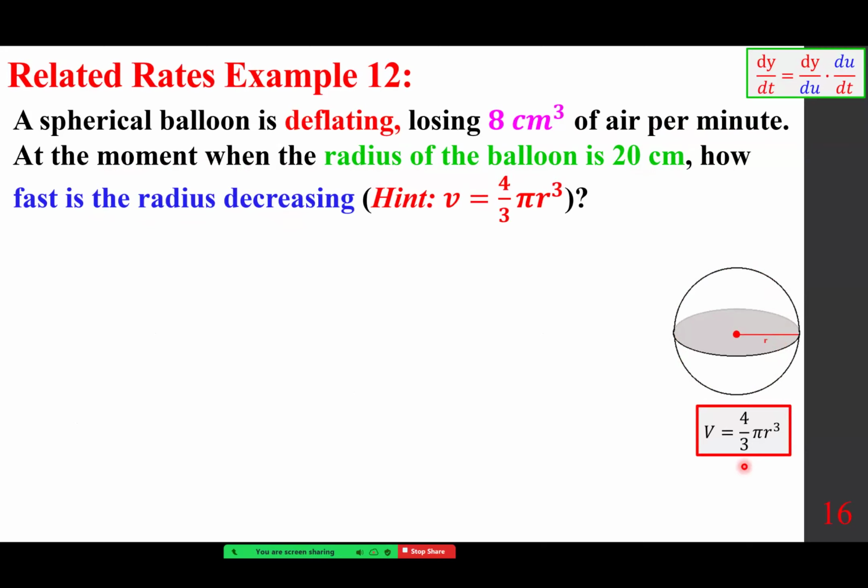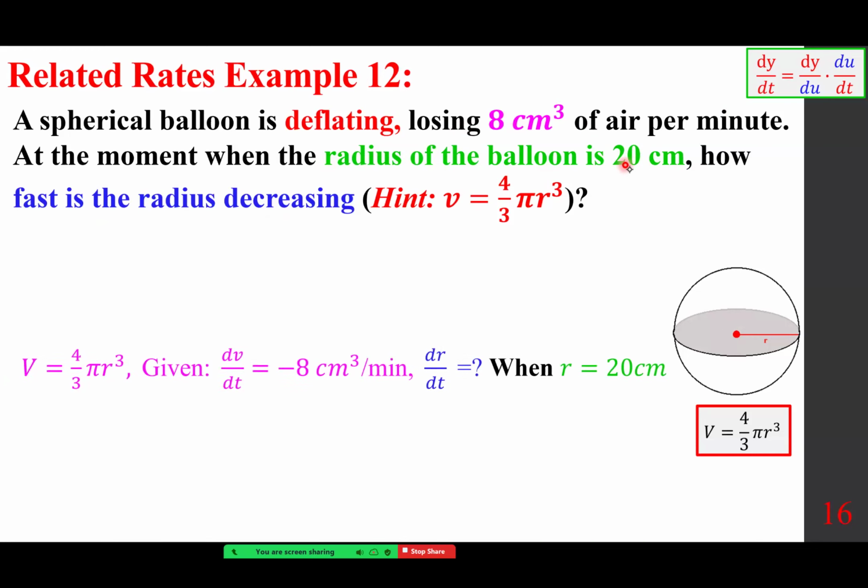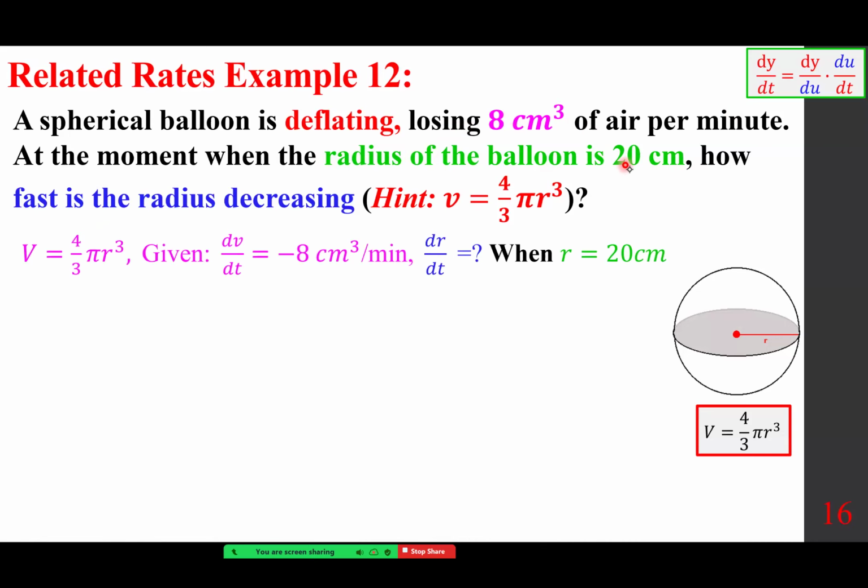We're going to reread the question. It's deflating at this rate, so that means dV/dt is negative 8 cubic centimeters per minute, per unit of time. How fast is the radius decreasing? We are interested in dr/dt, at the point where the radius r equals 20 centimeters. Again, translation of the question, everybody.